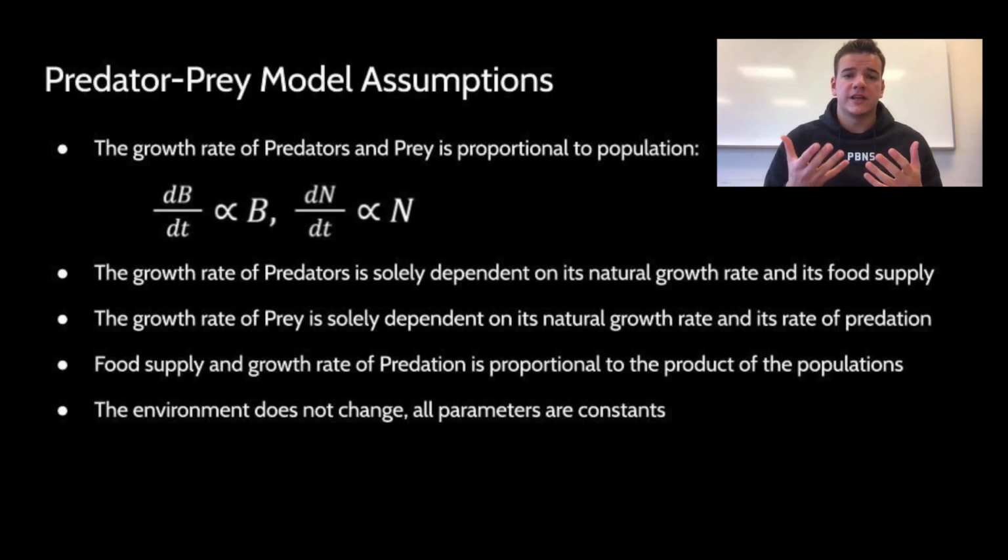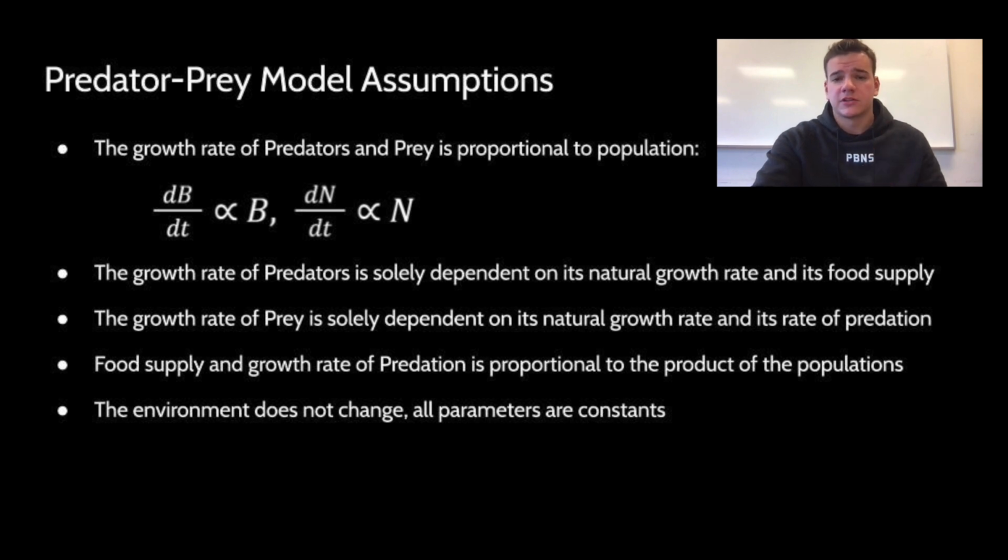prey. The basis of our model will be a basic predator-prey model, where the growth rate of predators and prey is proportional to their population. The predator-prey model assumes that the growth rate of predators is dependent only on its natural growth rate and also food supply. On the other hand, the growth rate of prey is only dependent on its natural growth rate, but also its rate of predation. We also make an assumption that food supply and growth rate of predation is proportional to the product of population.